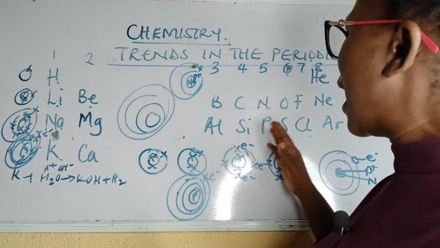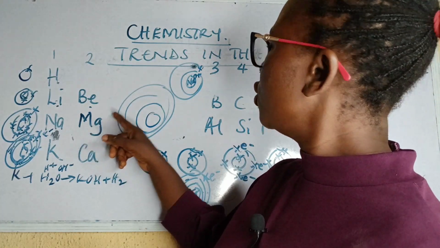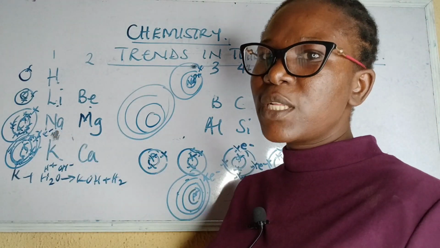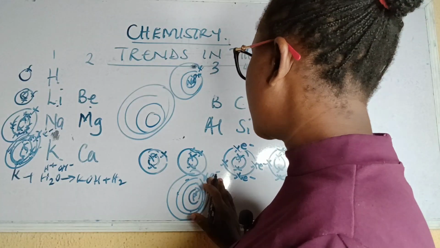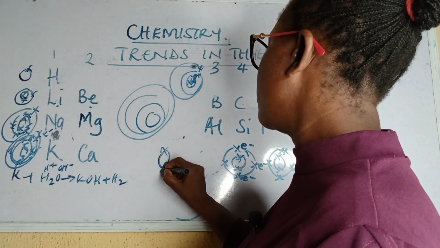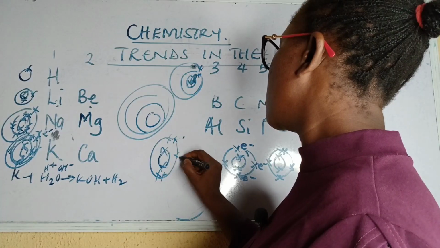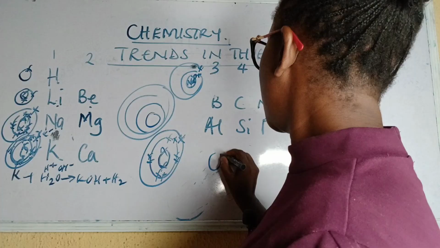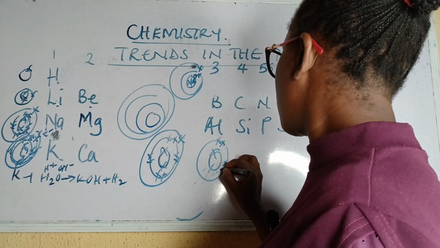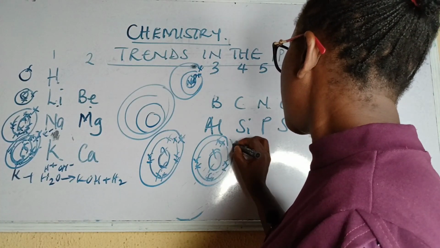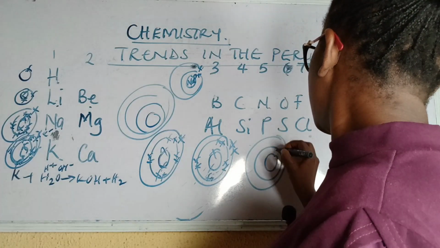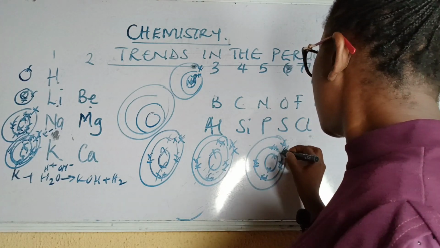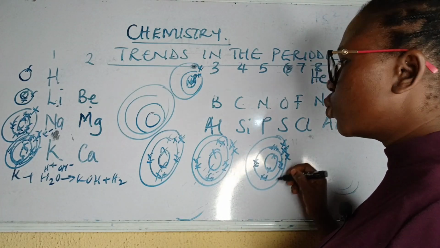But across the period, sodium, magnesium, aluminum, silicon, phosphorus, you can see that if you draw their shells, electrons are drawing nigh to stability. Sodium, for instance, has atomic number 11, so we have 2, 8, 1. Magnesium, 2, 8, 2. Aluminum, 2, 8, and 3. Now, electrons are drawing close to stability here.